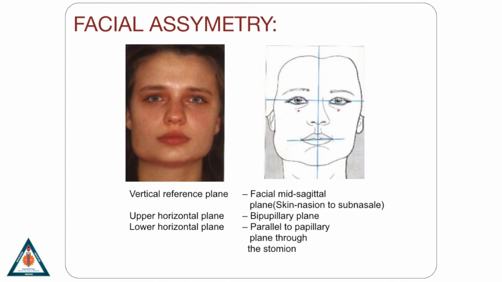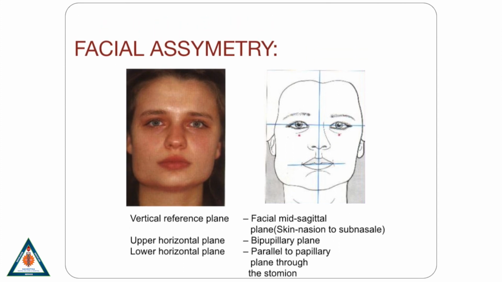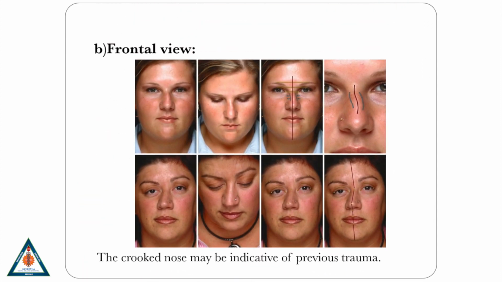Facial asymmetry. It can be evaluated by the following reference planes. The vertical reference plane, which is the facial mid-sagittal plane, which is basically between the nasion to the subnasale. Upper horizontal plane, which is a bipupillary plane. Lower horizontal plane is a parallel plane to the pupillary plane that passes through the stomion. Based on these 3 lines, the various parts of the face can be evaluated for any asymmetry. The nose should not be considered while looking for the facial midline because the nose can be deviated and can give a false indication of a facial asymmetry.